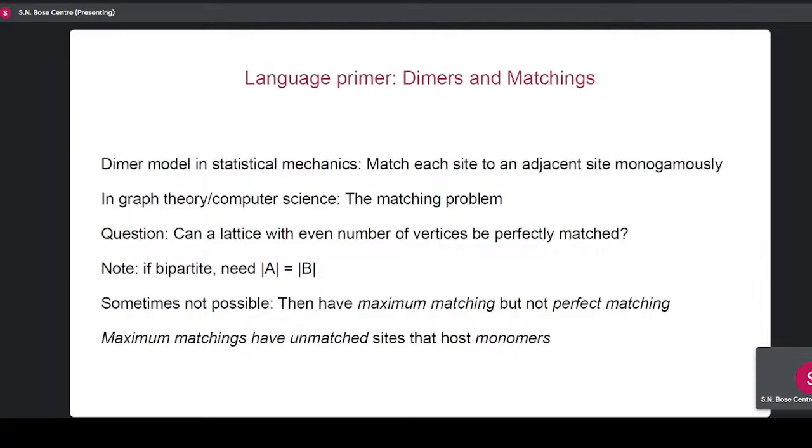Because typically in a typical graph, there will be an entire entropy density worth of maximum matchings. That's why there's an entropy density worth of perfect matchings on, let's say, the square lattice, right? So you will have monomers at some sites. The position of the monomer depends on which maximum matching you look at, but their total number is always the same.